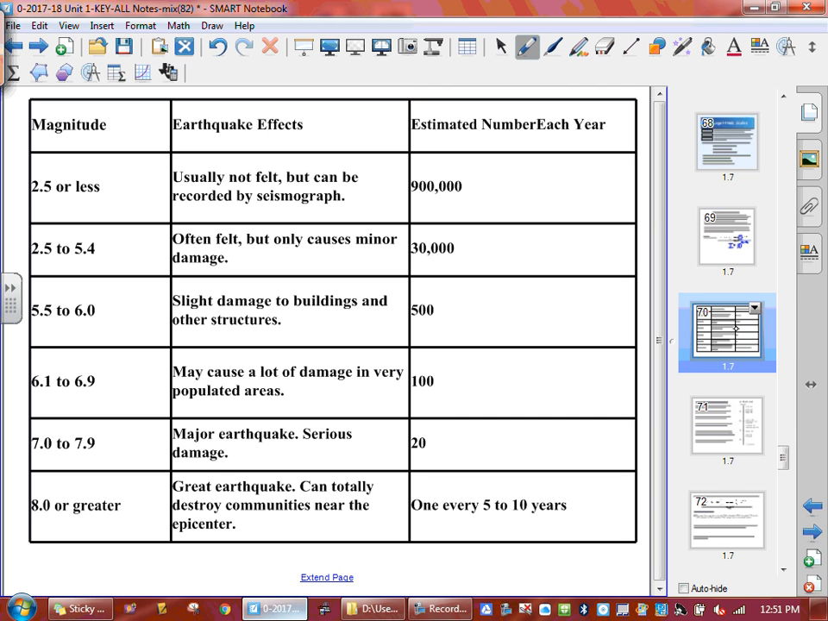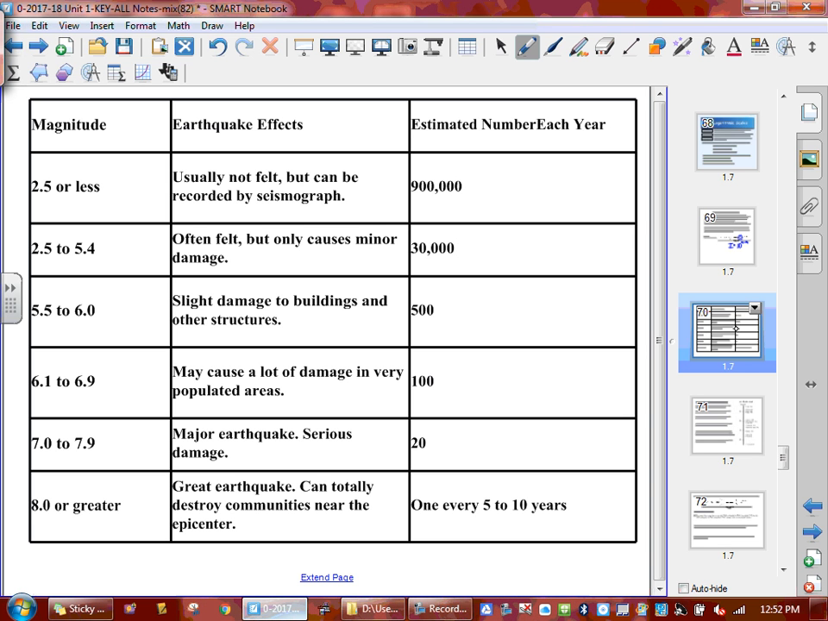If you take a look at these, this is the estimate of the different types of earthquakes we usually have throughout the globe. 2.5 or less, you usually don't feel it, but the seismographs do record it. There are about 900,000 every year. 2.5 to 5.4, we get those, but they only cause minor damage. We get about 30,000 of those a year. Some of those are actually misconstrued as being from drilling rigs. Sometimes where they drill into the earth, that causes earthquakes in other parts of the world, depending.